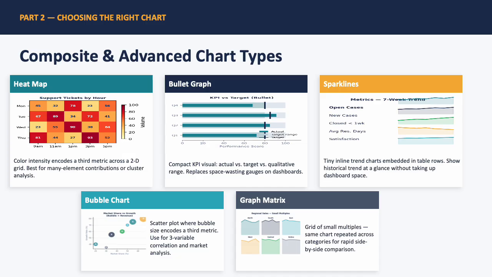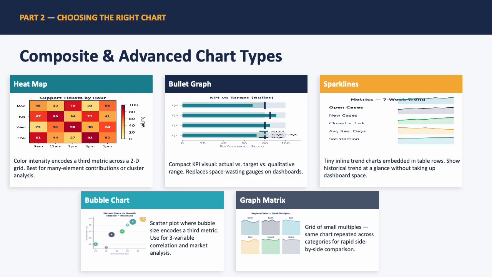Spark lines are miniature trend lines, typically embedded within a table row. They do not have axes or labels. Their purpose is just to show the shape and direction of a trend. You can see the example here. There are 5 metrics, each accompanied by a 7-week trend line. It is occupying almost no additional space.